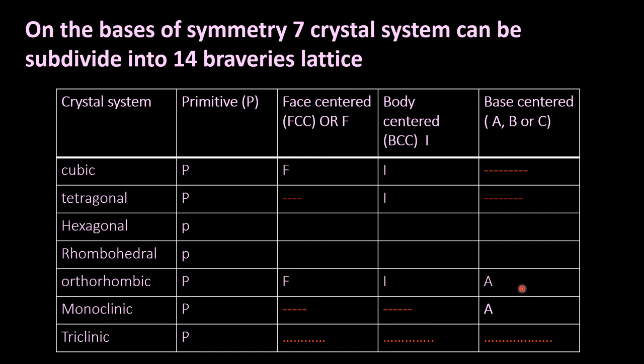And now we come to the triclinic crystal system. The triclinic crystal system has only the primitive Bravais lattice. So if we count all these Bravais lattices, we have 14 basic Bravais lattices within the 7 crystal systems. So these are the 14 Bravais lattices and 7 crystal systems, which are classified on the basis of the symmetry of the crystal.